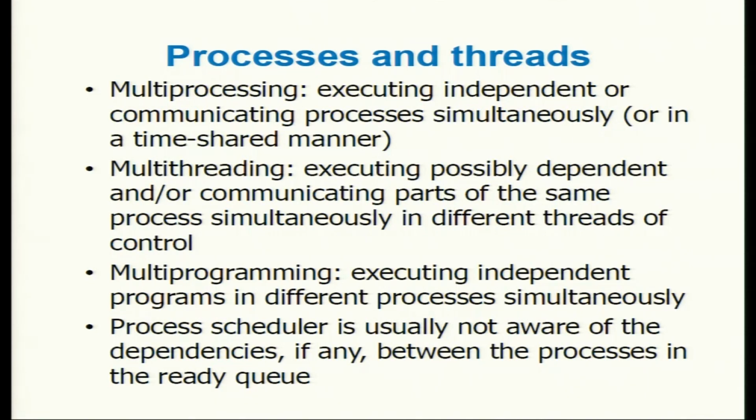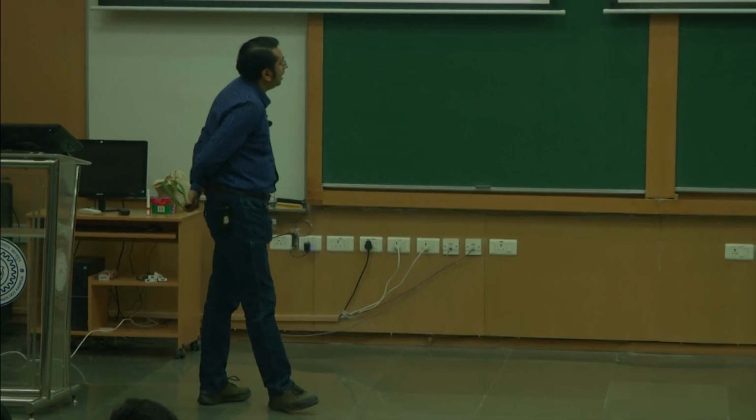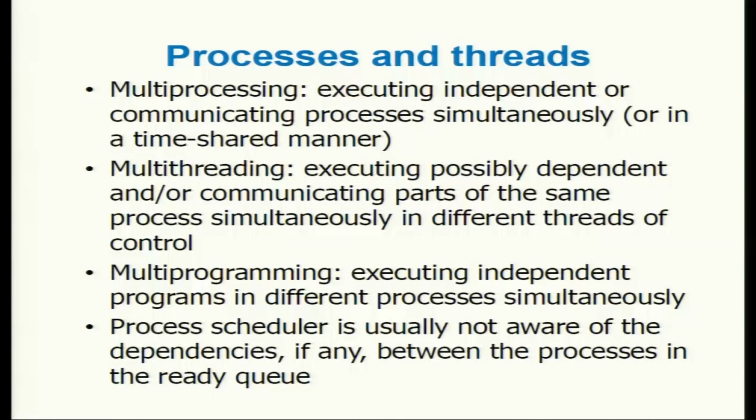So, multi-programming refers to executing independent programs in different processes simultaneously. So here this independent is very important, distinguished from the remaining. Then there is the entity called the process scheduler, which we'll discuss next, which is responsible for deciding what process to run next. And it's usually not aware of these dependencies, that maybe you're running a multi-threaded program where different threads have a dependency, but the scheduler is not aware of this. So the scheduler essentially just looks at the processes or threads waiting in the ready queue and picks up one and runs it on the CPU. Okay? So let's look at this scheduler a bit, and then we'll stop.